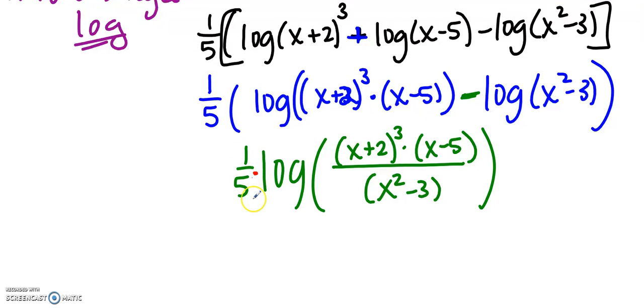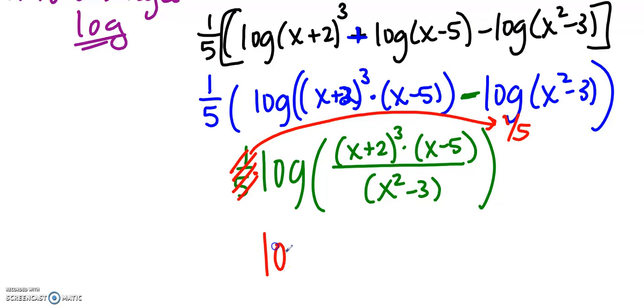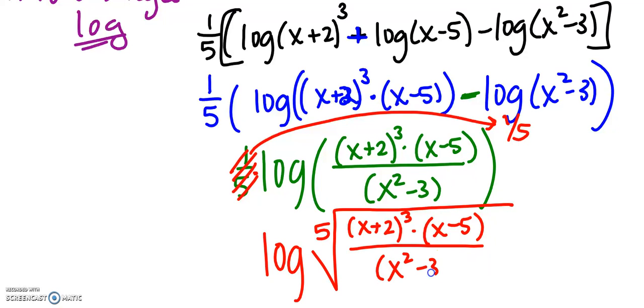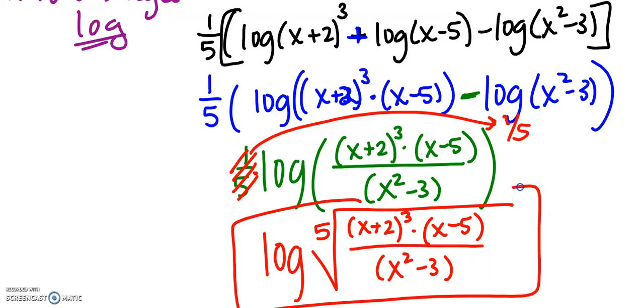Well, because this is multiplied outside of the logarithm, I can move that up to my exponent, which means really this could be written as the log of the 5th root of x plus 2 to the 3rd power times x minus 5 over x squared minus 3. And that would be your most simplified answer. So again, thinking about our rational exponents, I am raising it to the 1st power and then taking a 5th root, because that root is underneath or in the denominator of your fraction.